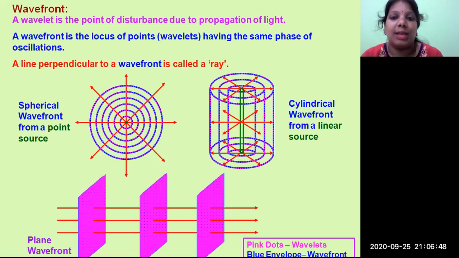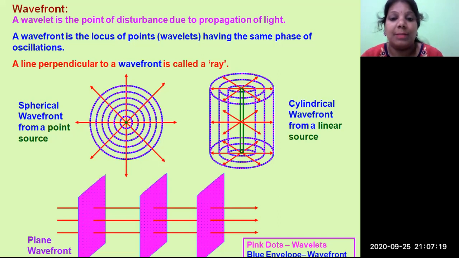Then coming to the second one, cylindrical wavefront. To get the cylindrical wavefront, we require a source which is in the form of a line. If we choose a linear source, then you will get a cylindrical shape. That is the representation I gave in the second diagram. Those are cylindrical wavefronts. Cylindrical wavefronts purely depend upon the shape of the source, which is cylindrical. Then coming to the plane wavefront.